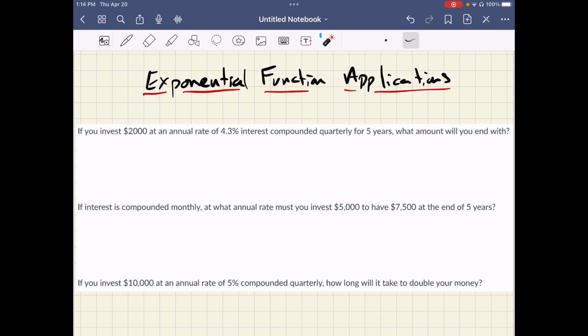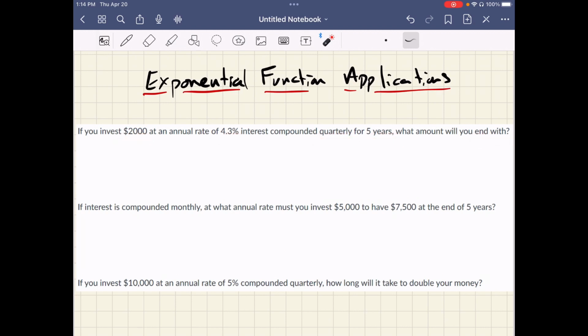So I look at my first question. I'm going to invest $2,000 at a rate of 4.3% compounded quarterly for 5 years. So I'm going to take all of those pieces of information, plug that into a formula, and then figure out how much I will end up with at the very end.